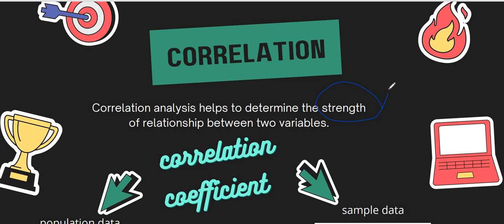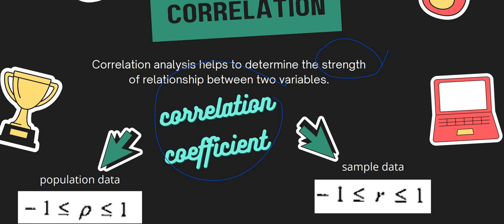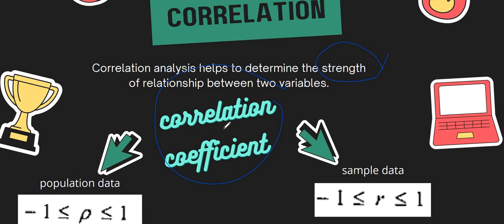So when it comes to strength, they have a calculation, of course. Strength means they have a range, they have a value, to indicate whether this is strong or not. This is the level of strength. Later on I will show you. This is the purpose of correlation. We also have the term correlation coefficient. This coefficient that we want to calculate represents the strength.